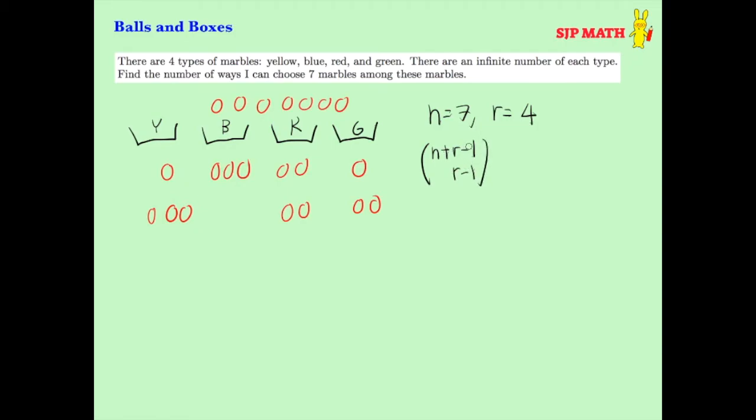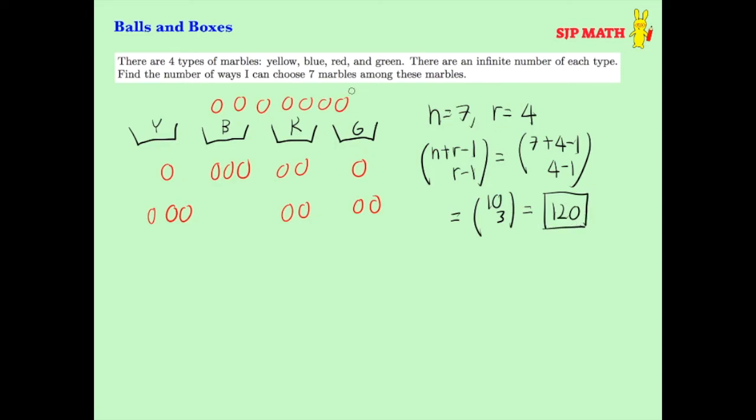n plus r minus 1, choose r minus 1. So we plug these values in: 7 plus 4 minus 1, choose 4 minus 1. And if you simplify this expression, it's 10 choose 3, which is equal to 120. And that's our answer.